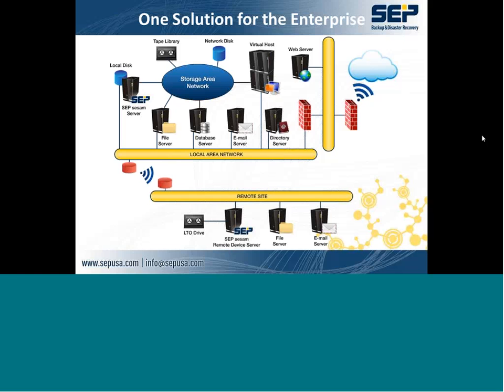You can see that the email server and the directory server are connected via the local area network. So if we were going to back up those servers, we'd back those up across the LAN to the main backup server and then send that data wherever we choose. We could send it to the local disk, we could send it over to the SAN, we could write it to tape, or any combination of that.